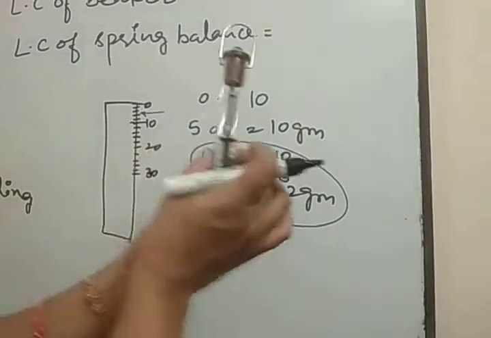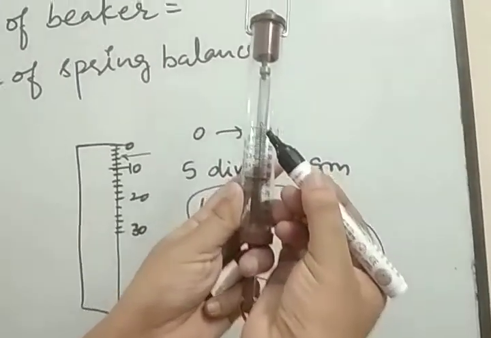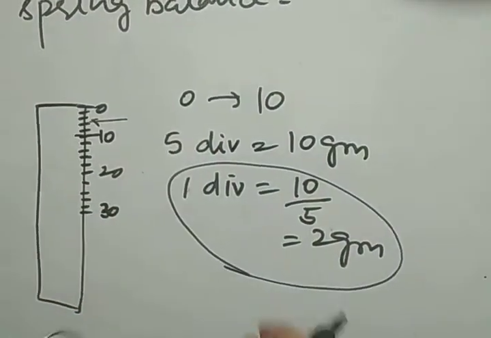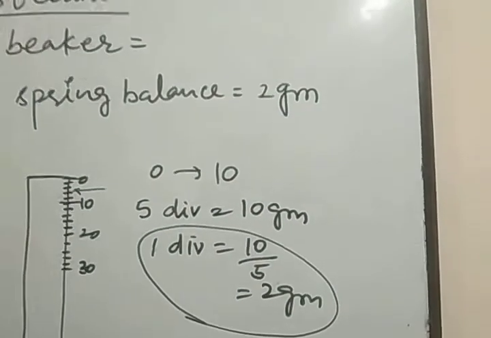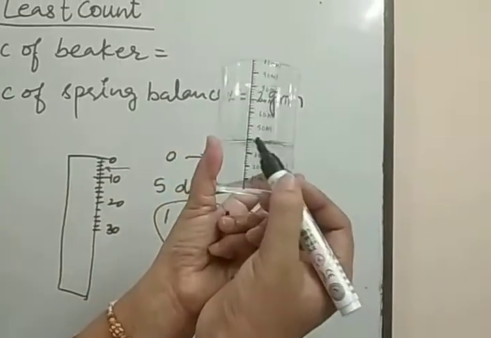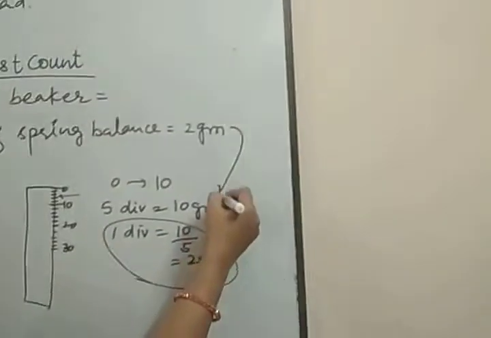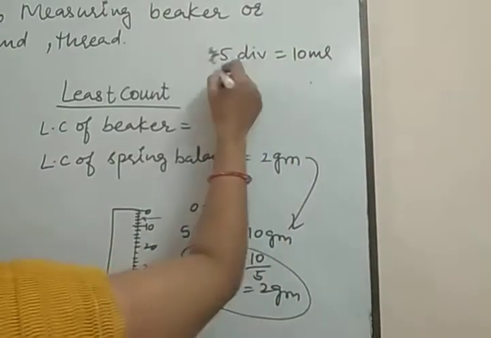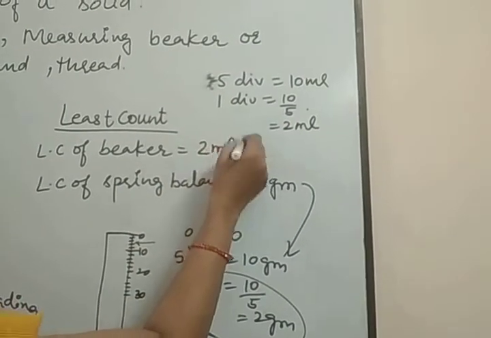Now you can see in this apparatus, this is 0, 1, 2, 3, 4, 5. You can observe here. So the least count is 2 gram. You can write here, the least count of spring balance is 2 gram. It means 1 division is equal to 2 gram. And similarly for the beaker, you can see here are the 5 divisions, and 5 divisions are equal to 10 ml. So again you can write, 5 divisions is equal to 10 ml, and 1 division is equal to 10 by 5, that is equal to 2 ml. So the least count is 2 ml.